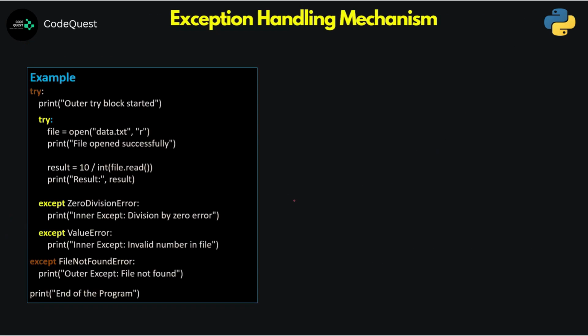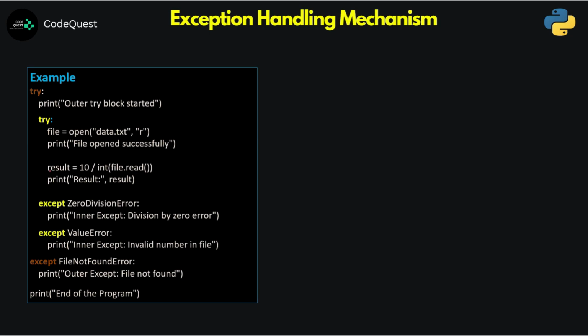Now let's try to understand this execution process by looking at this simple example. In this example, you can see we started a try block, which is the outer try, and we have a message to start with, let's say outer try block started. And this is our inner try block. Inside this inner try block, we are trying to open a file with the name, say, data.txt, in read mode. There is a message immediately after that, file opened successfully.